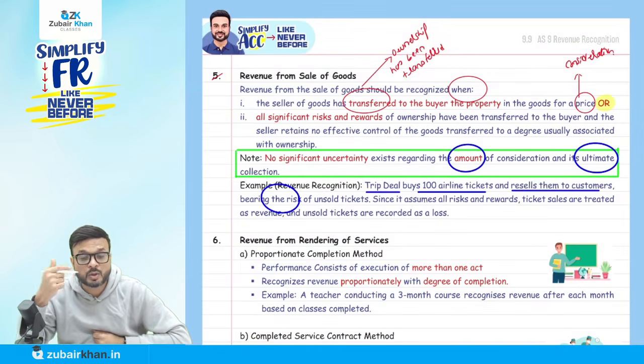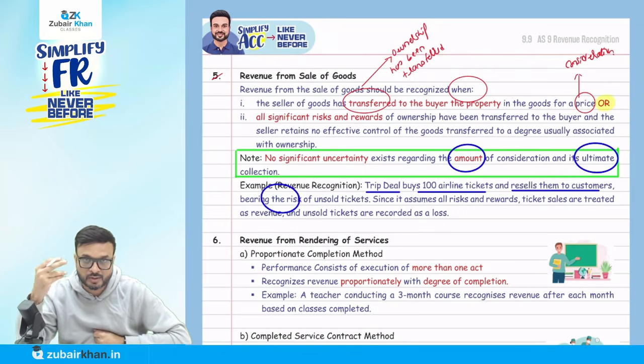Risk of unsold tickets. If out of 100 any tickets are not sold, then they are going to bear the loss. Since it assumes all the risk and reward has been transferred, ticket sales are treated as revenue and unsold tickets are treated as what? Loss that year. So they are not playing the role of mediator.